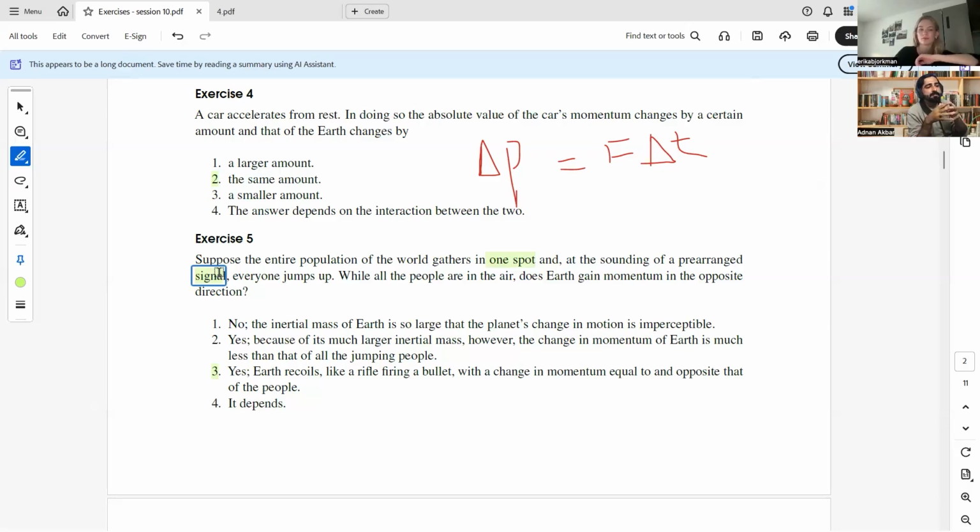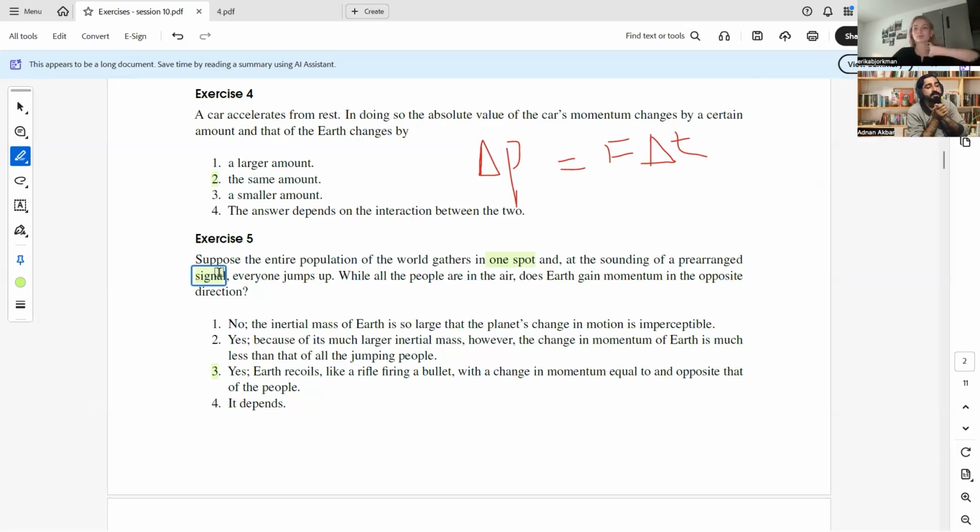Second part: yes, because of its much larger inertial mass, however, the change in momentum of the Earth is much less than that of the jumping people. Again, it is violating the law of conservation. If the jumping people are providing some momentum, in return, Earth will also provide the same momentum in the case of recoil. If Earth provides the same momentum, then total momentum will be conserved just before and after hitting the Earth. So option B, the second option, is not possible.